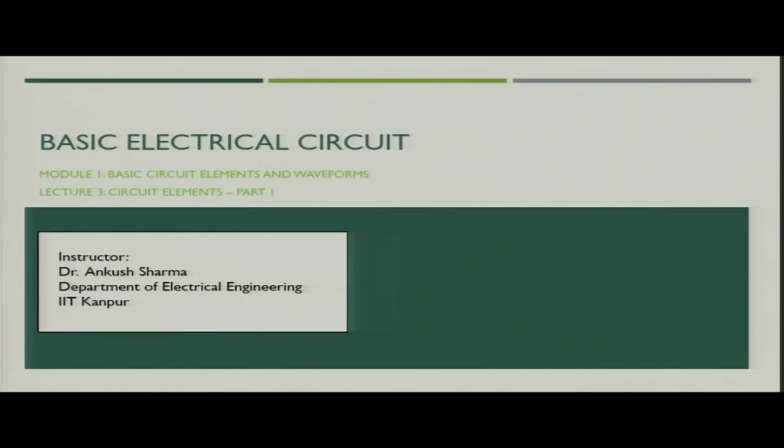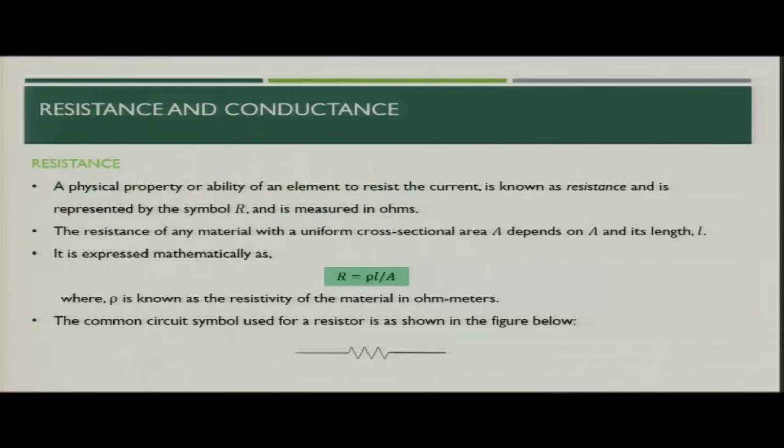Namaskar. So, today we will discuss the various circuit elements in this lecture. Basically, the major passive elements in our electrical circuits are resistor, capacitor and inductor. So, today we will discuss the various properties of resistors, capacitors and inductors. So, let us start with the first element called resistor.